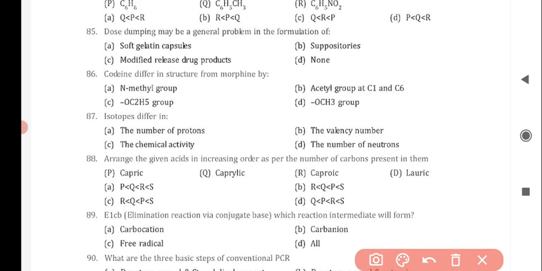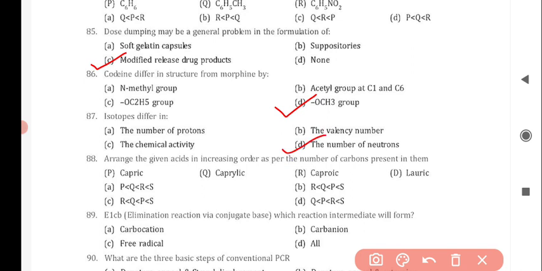Next question is, dose dumping may be a general problem in the formulation of, and the correct answer is option C, modified release drug products. Next question is, codeine differs in structure from morphine by, and the correct answer is option D, OCH3 group. Next question is, isotopes differ in, and the correct answer is option D, the number of neutrons.